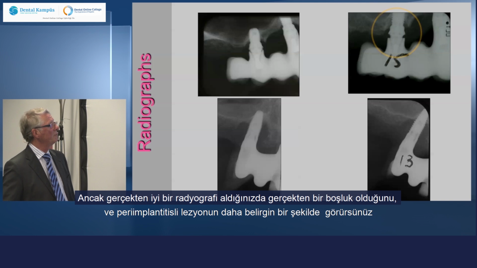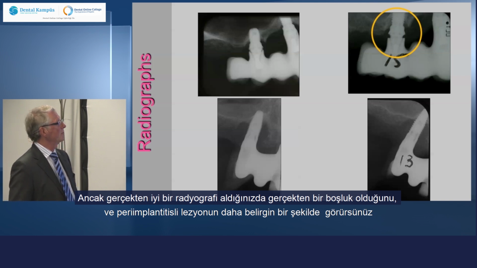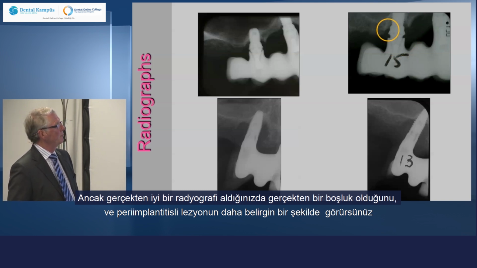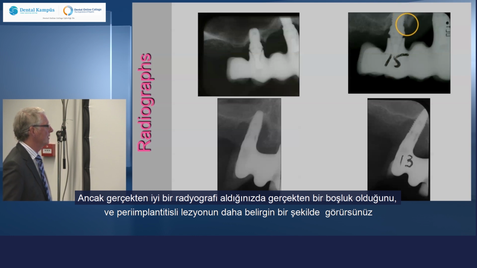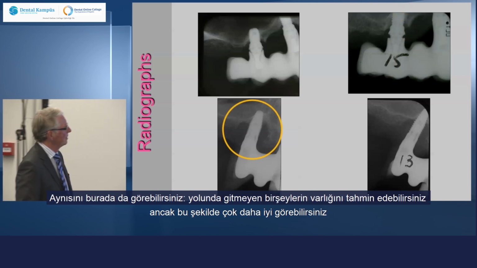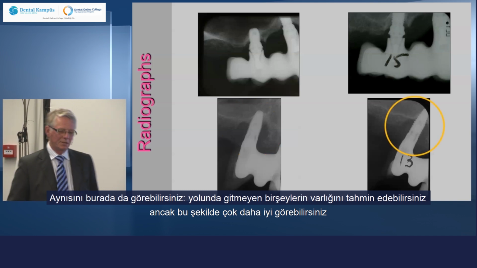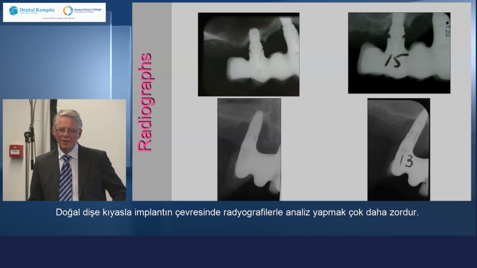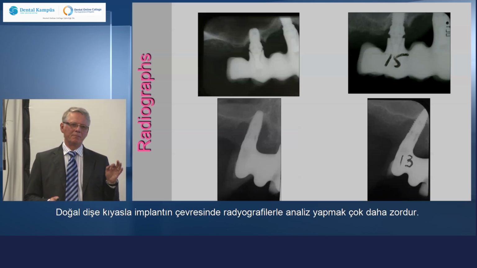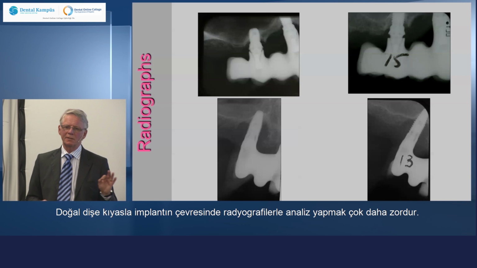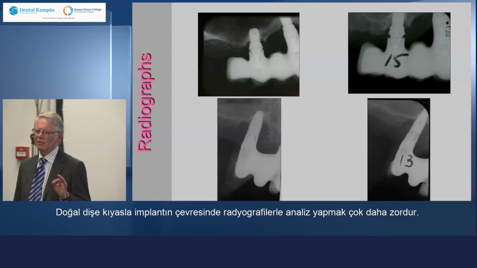But when you take a real nice radiograph, you can see that there is really a gap here, and you can see the periimplantitis lesion more prominently like that. The same here. You can really think, yes, there is something that is not correct. In this way, you can see it much better. So radiographs are more difficult to analyze around implants really than around teeth.